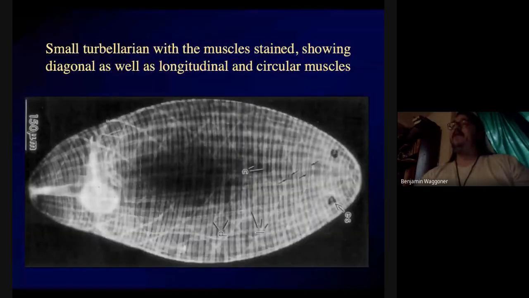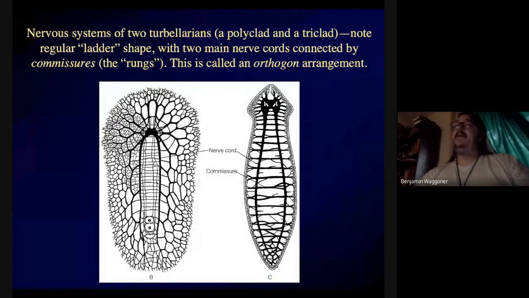Okay, so pretty sophisticated muscular system. Free-living ones have a fairly sophisticated nervous system. If you must know, the fancy name for this type of nervous system is orthogon, which is Greek, I think, for right angle. Ortho meaning straight, and gon being one of the words for angle, because it's shaped like a ladder.